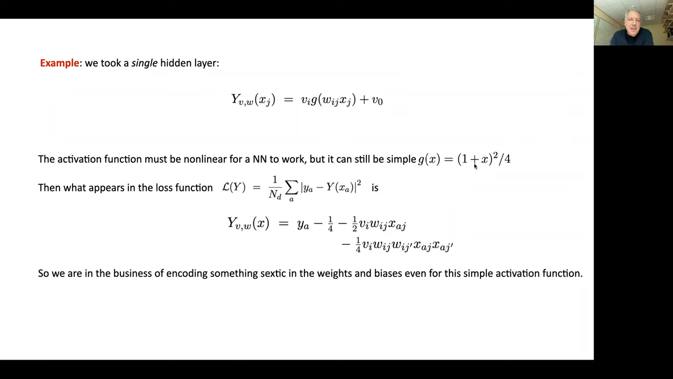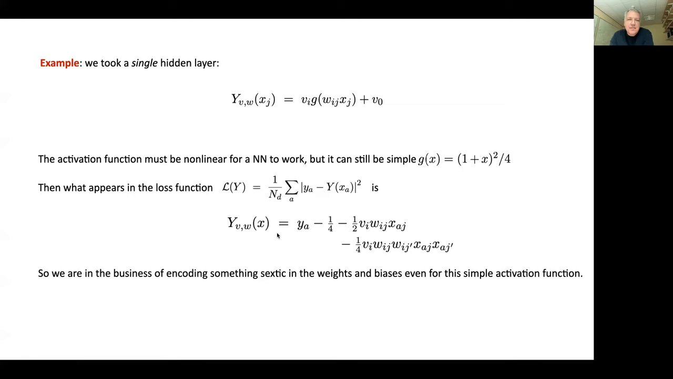So what the loss function looks like is this object squared. Each of these y's looks like that. I'm expanding the y's with this activation function in there. So you see, I can put this onto a Hamiltonian. If you expand this thing, you put it onto a Hamiltonian.